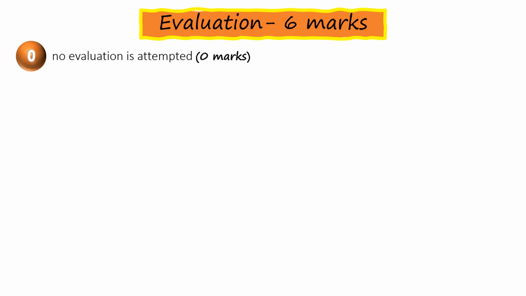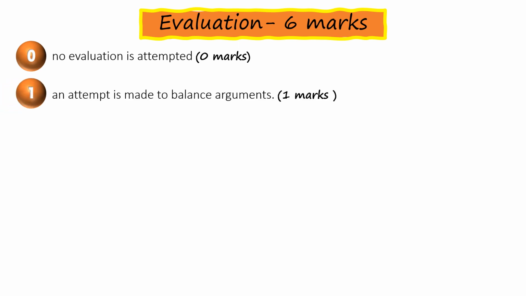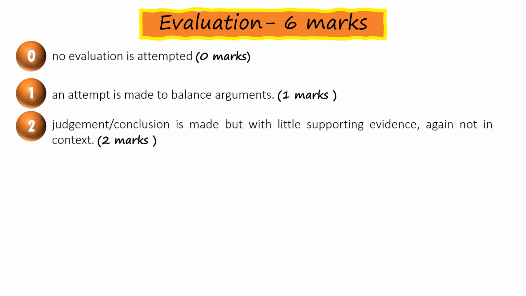The first one, if a student is awarded 0 marks, say there is no evaluation. Les élèves là pas mettre aucune evaluation. Okay? Evaluation is about criticizing. Evaluation is about providing solution, providing a recommendation, talking on the other side, providing a disadvantage or advantage. Okay? The second, 1 mark will be awarded if an attempt is made to balance the argument. If the student is able to balance the said arguments, 2 marks, say a judgment. A conclusion is being made, but with little supporting evidence.